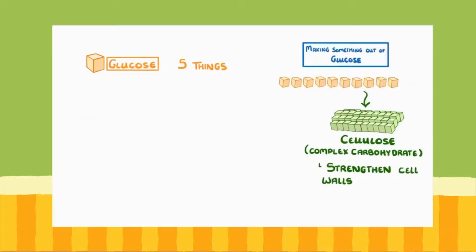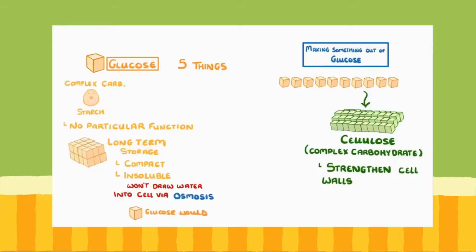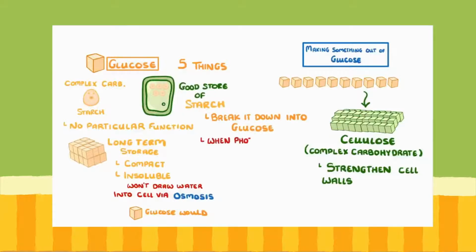Glucose molecules can also combine to make starch, which is another complex carbohydrate, but it doesn't have a function as such. It's just a better form of glucose for long-term storage, because it's more compact, so you can fit a lot more of it within a cell, and it's insoluble, which means that it won't draw water into the cell through osmosis, like glucose would. Most plant cells try to keep a good store of starch, so that they can break it down to glucose later, at times when photosynthesis isn't happening so much. For example, during the night or in the winter.